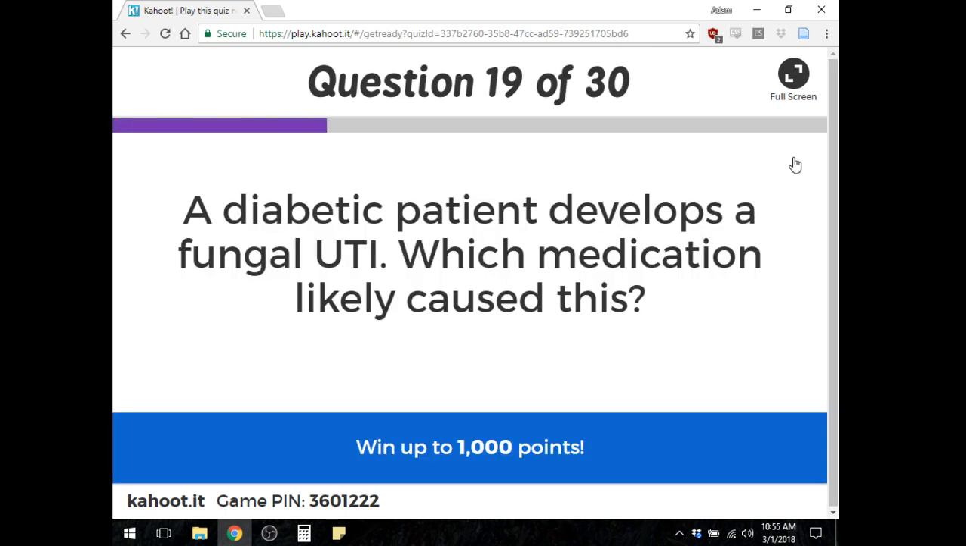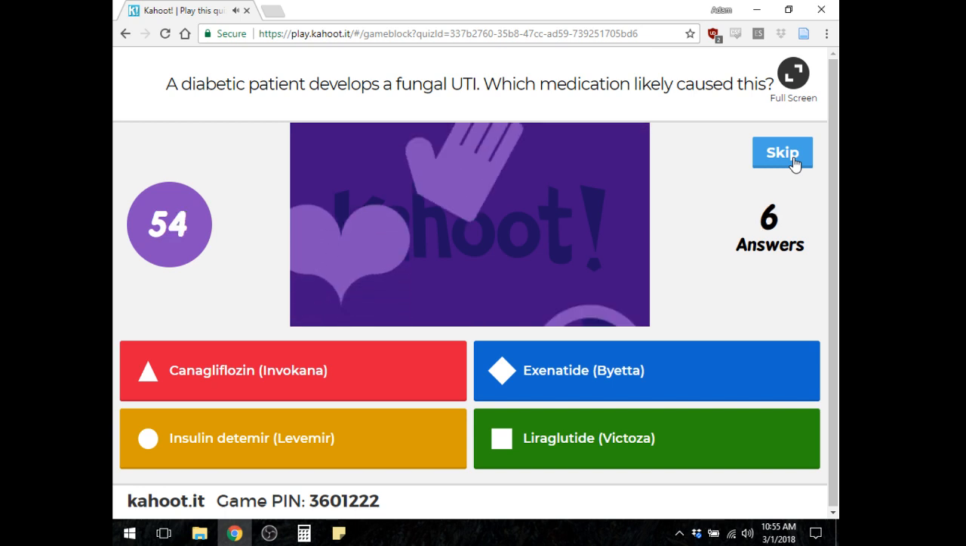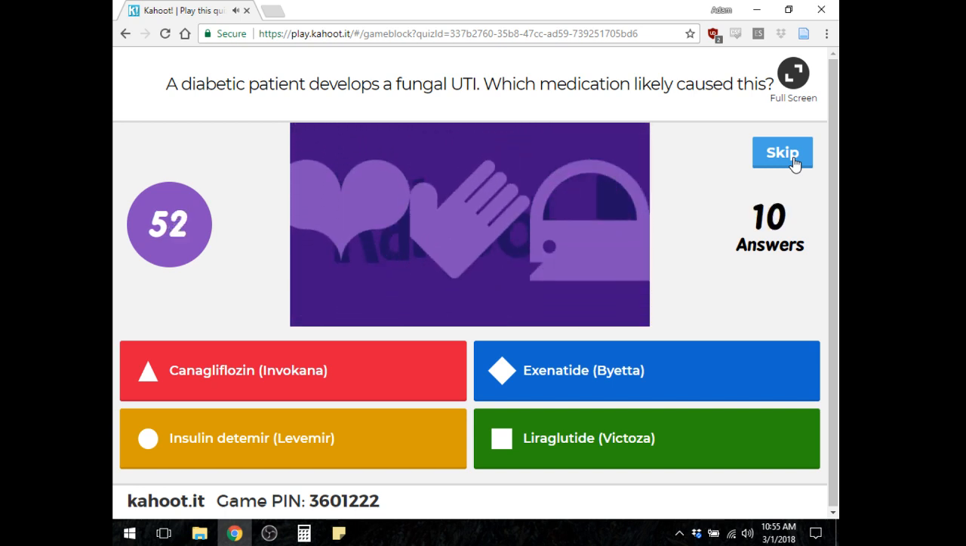Diabetic patient develops a fungal UTI. Which medication likely caused this? Have mushrooms popping out of the urethra, you say. There's a likely cause for this.